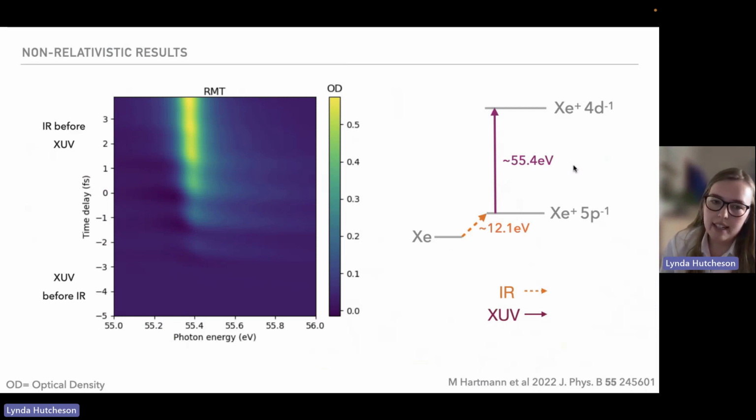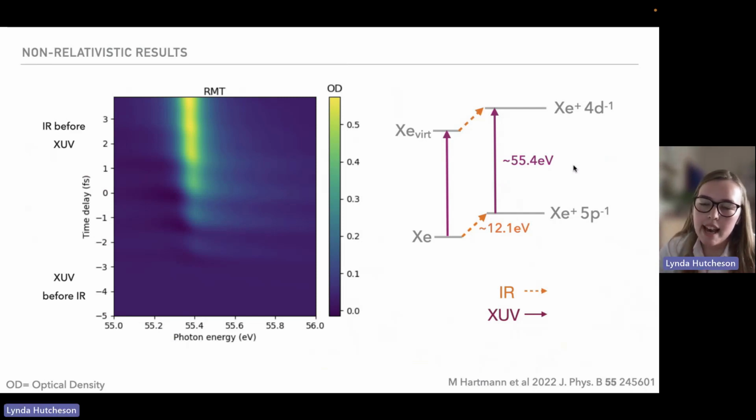What we propose then is that we have a second pathway. In this pathway, when the XUV arrives first, it excites to some virtual excited state, and then the IR comes along and ionizes an electron from the 4d shell. So we've got the competition of these two pathways in our system.